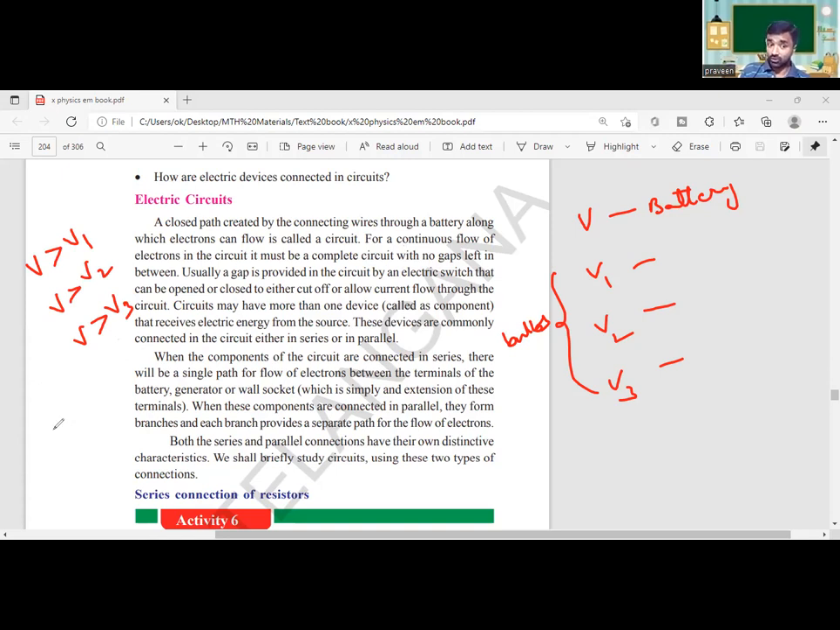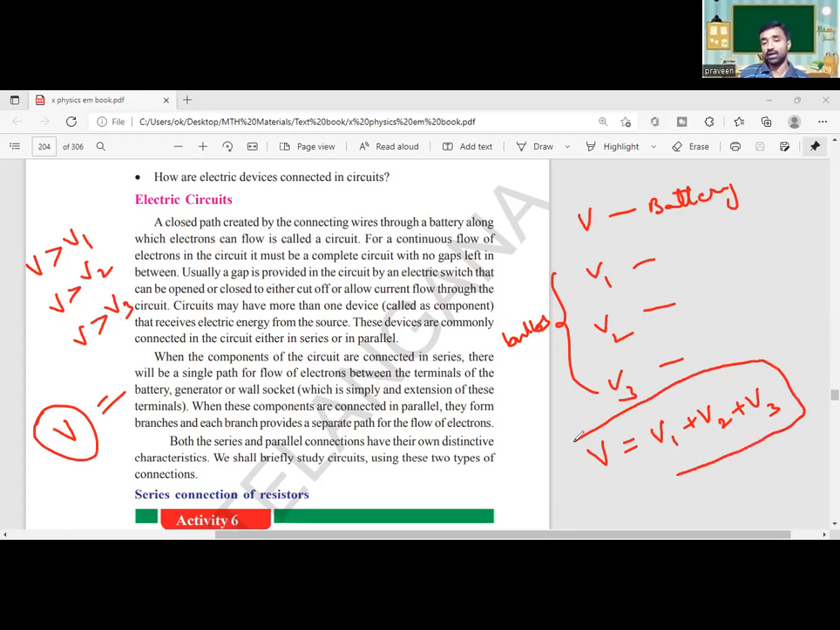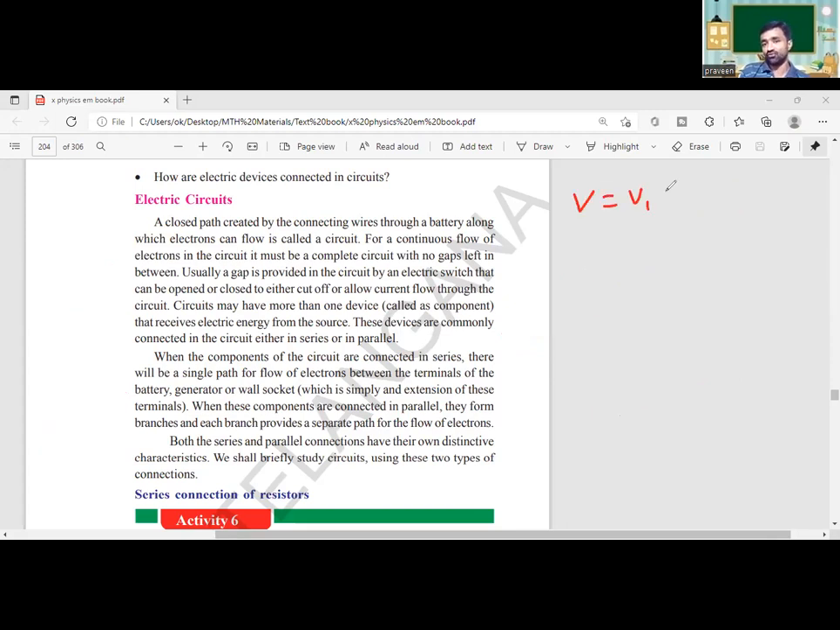So how to get this voltage? By adding, or by dividing one by the other, or by taking the product, or by taking the difference. So follow those fundamental operations. One of the operations will give you the final voltage. That is the sum of the individual voltages. The sum of the individual voltages gives you the voltage equal to the battery, right? So I got a relation: V is equal to V1 plus V2 plus V3.